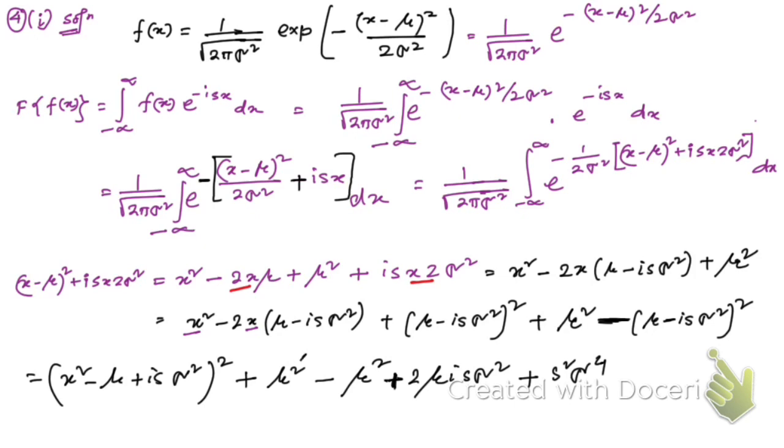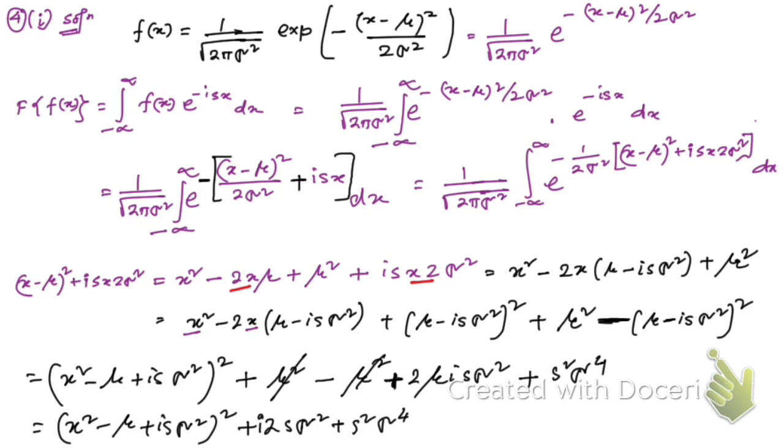Here mu square cancels, so we have x square minus mu plus iσ² whole square plus 2iσ², then plus i squared σ to the power 4. That's what we're going to have. Hope you have understood this. So now let me use this result here. Then what are we going to have?